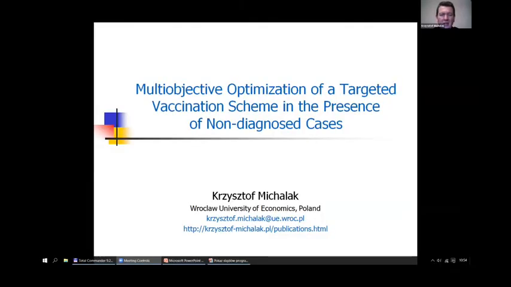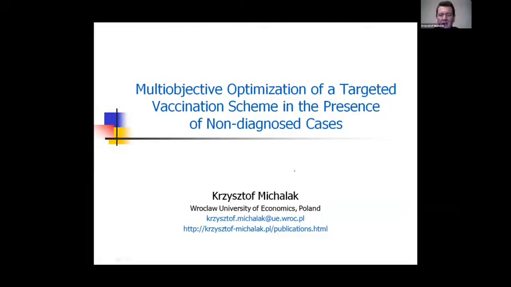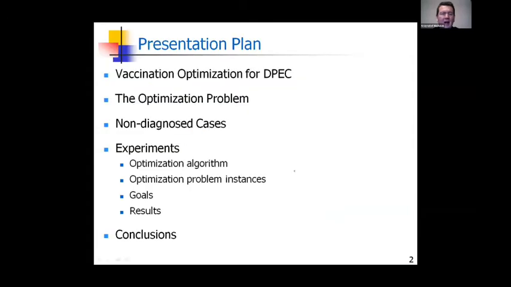Let me first show you the plan of the presentation. I will briefly introduce the problem itself, so the problem of vaccination optimization, and I will discuss the influence of non-diagnosed cases because this work is based on computational optimization. I will show you experiments, namely the algorithm, the problem instances, of course, the goals of the experiments and the results, and I will try to draw some conclusions at the end.